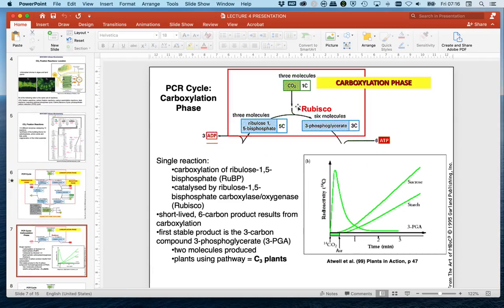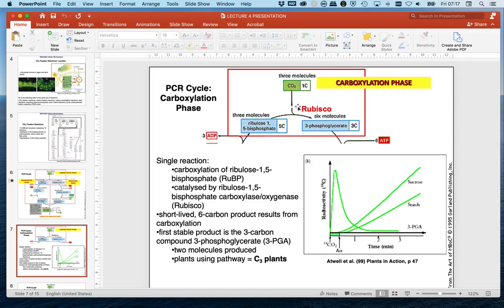So, the first phase, the carboxylation phase, consists of one reaction, one enzyme. And that reaction is the carboxylation of ribulose 1,5-bisphosphate, or RUBP. Okay? And that reaction is catalyzed by ribulose 1,5-bisphosphate carboxylase oxygenase, or Rubisco. It is fine with me if you remember RUBP and Rubisco. It's okay if you don't remember the full names. They're a mouthful, which is why we've come up with the abbreviations. Much easier to remember, much easier to say.